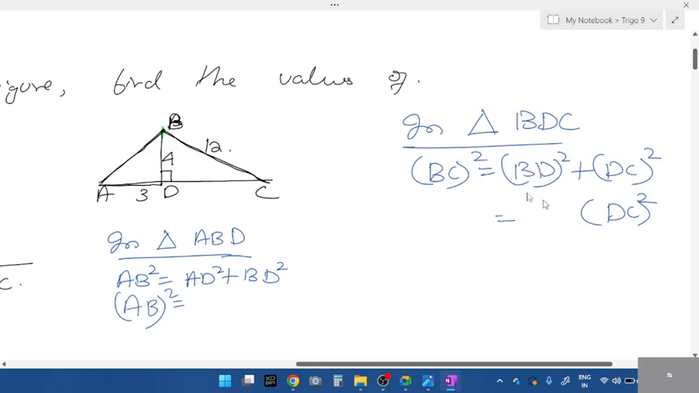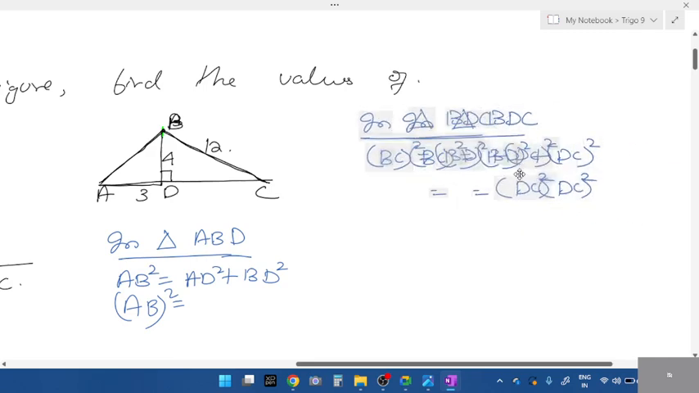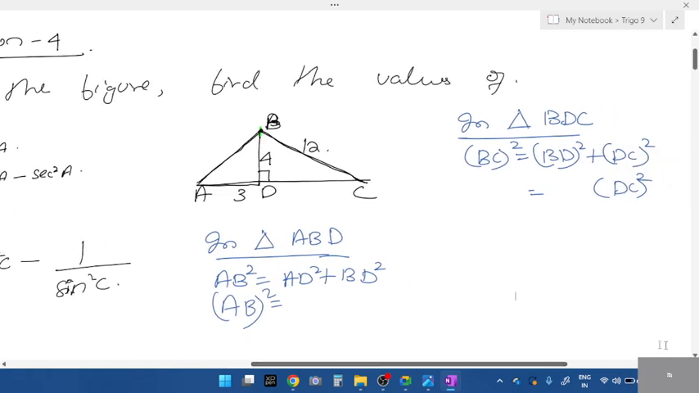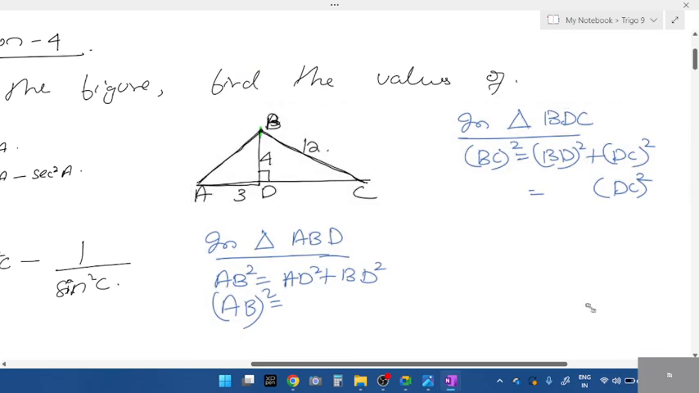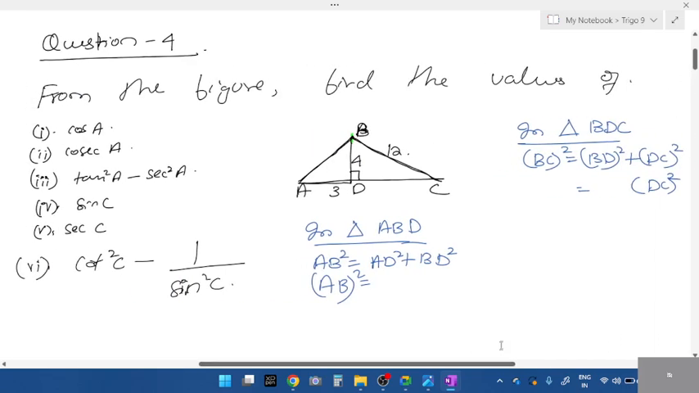Complete this. Wait, let me show the question. You have to mention this. If not, they'll reduce marks. Because we are using both the triangles, you have to mention. You have to be specific: which triangle, what are the values? Okay, start writing. So first copy the question, then write the answer.